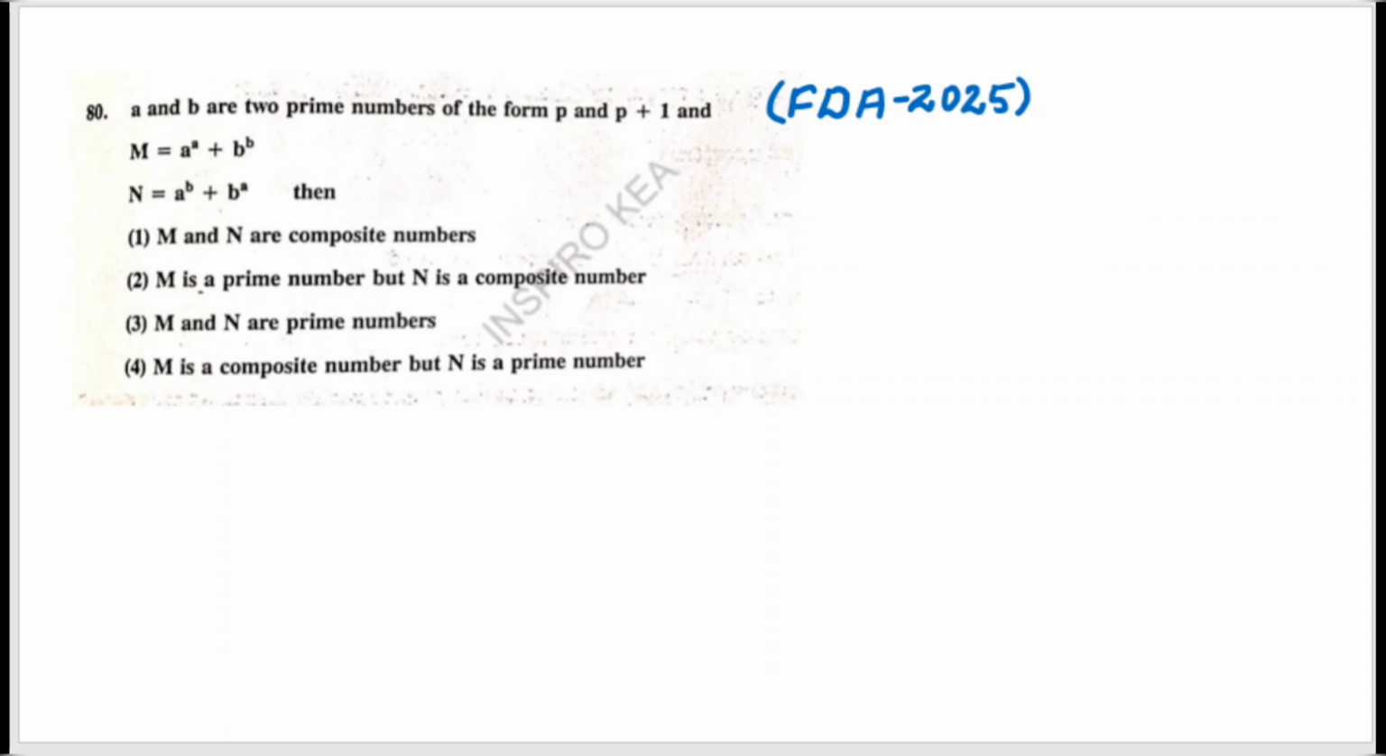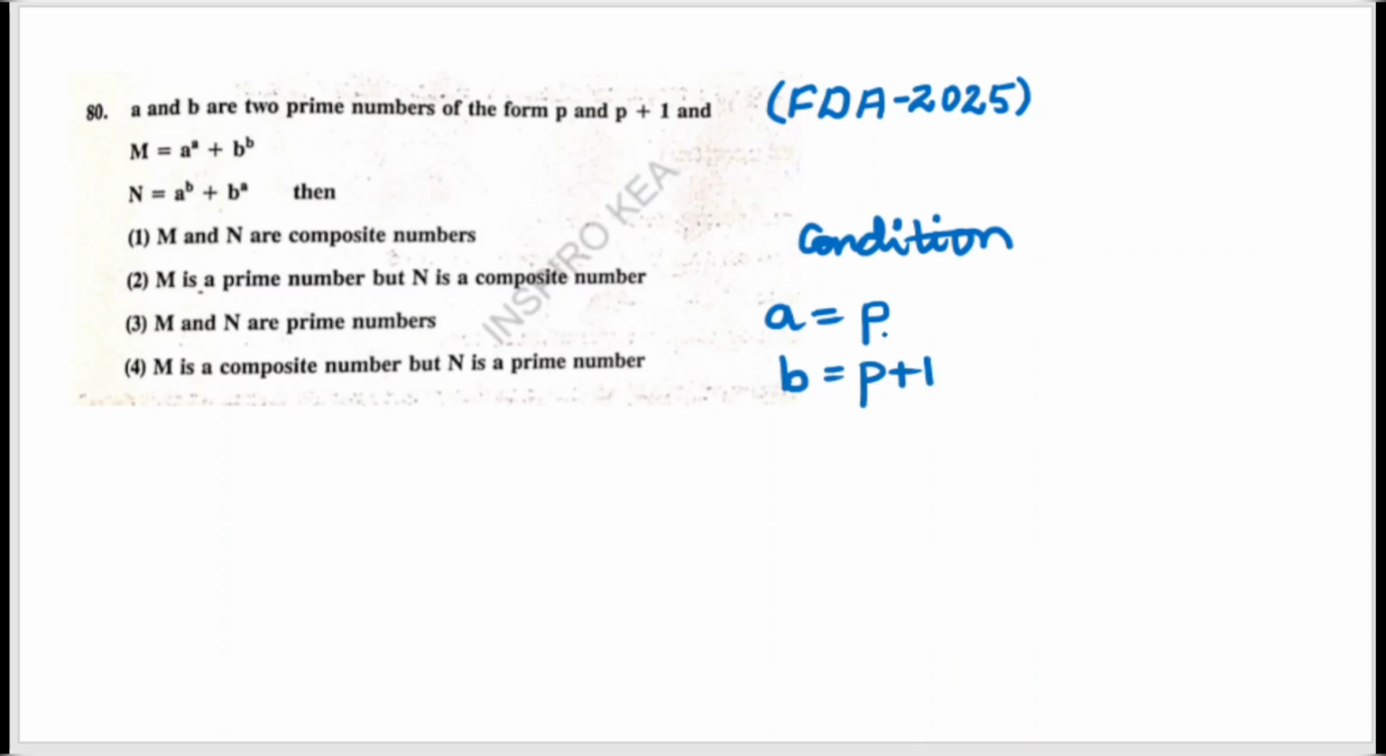What is the question they are asking here? Let us solve this question. They have considered A and B to be two prime numbers of the form P and P plus 1. They have given the condition. What is the condition here? They have two prime numbers, that is A, which is of the form P, and B, which is of the form P plus 1.